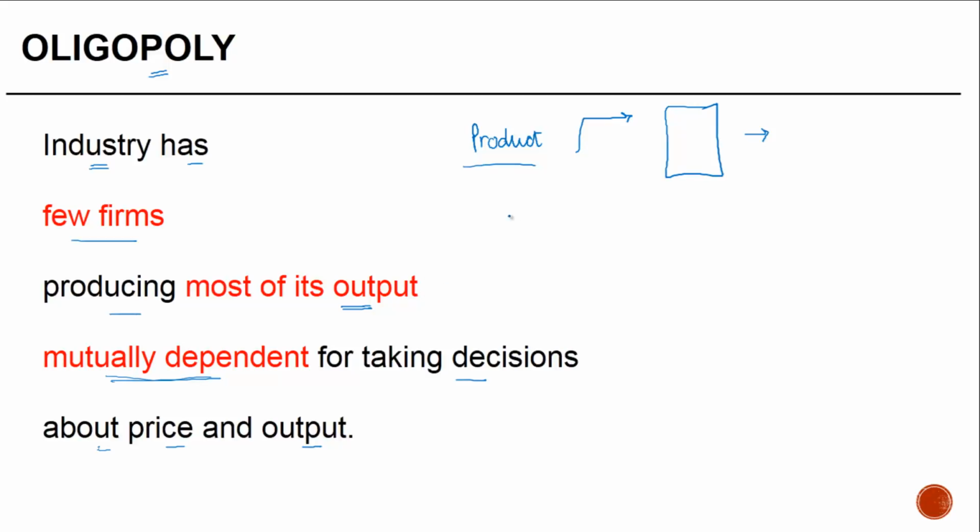What that means is one firm cannot increase the price unless everyone is looking at increasing the price. Because if one does, and the others who are producing the same product don't, then their sales are going to go down.